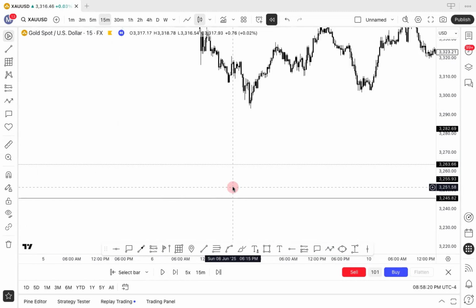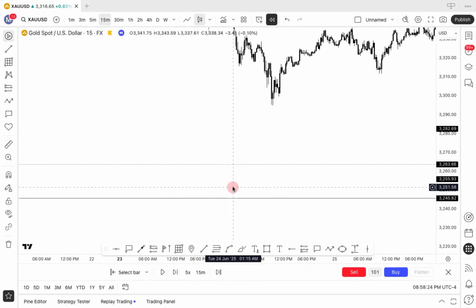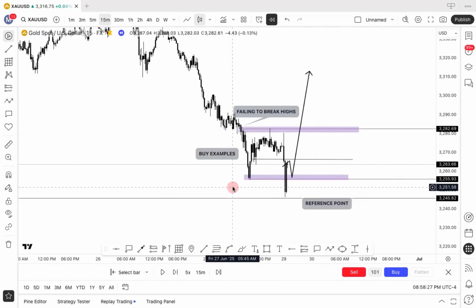But it's always at the wick because we know wicks do what? They like to fill. Right? So wicks like to fill a lot of the times. They like to go as close to them as possible when price starts selling or once price starts buying. So I like to account for that. So I usually do them at the wicks, okay?